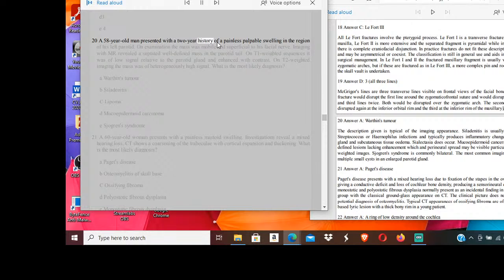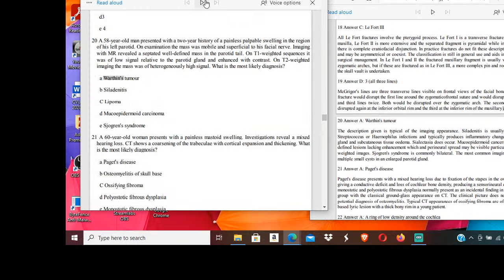A 58-year-old man presented with a 2-year history of a painless palpable swelling in the region of his left parotid. On examination, the mass was mobile and superficial to his facial nerve. Imaging with MR revealed a septate well-defined mass in the parotid tail. On T1 weighted sequences, it was of low signal relative to the parotid gland, and enhanced with contrast. On T2 weighted imaging, the mass was of heterogeneously high signal. What is the most likely diagnosis? A, Warthin's tumor.